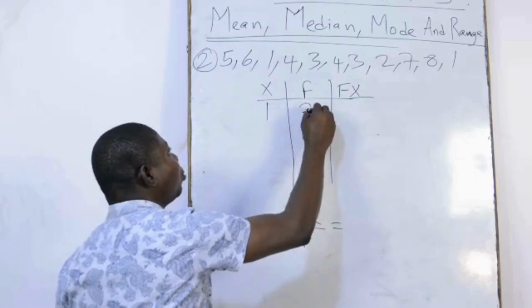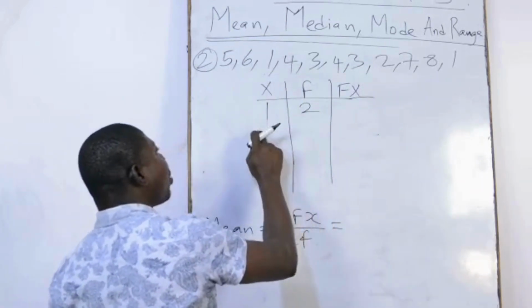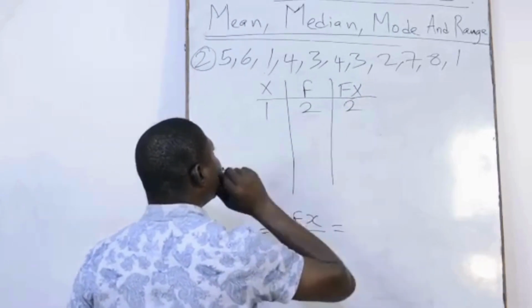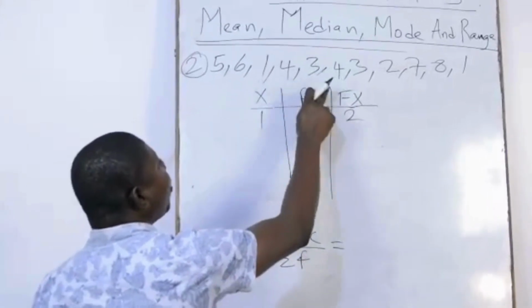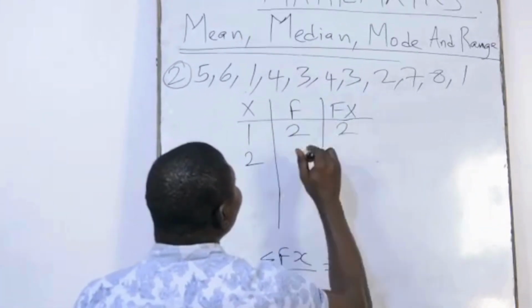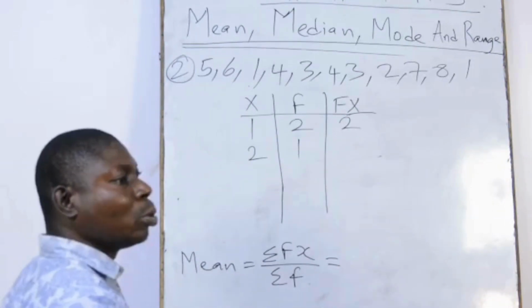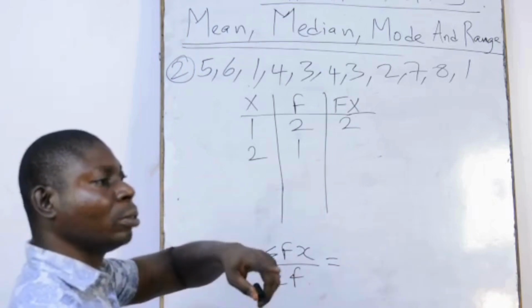We will see 2. Then you will say 2 times 1, that will give you 2. Then followed by 2. How many 2s? We can see only 1.